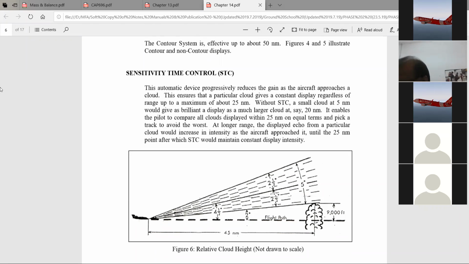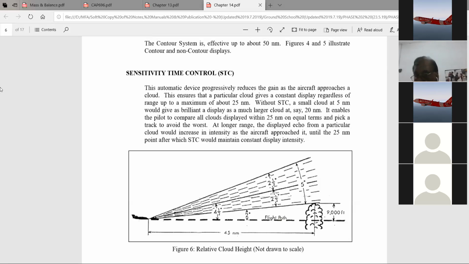Tilt +2, beam width 6 degrees, range 120 nautical miles, flight level 400. Repeat, tilt +2, beam width 6 degrees, range 120 nautical miles, flight level 400. Please find out the height of the top of the cloud.